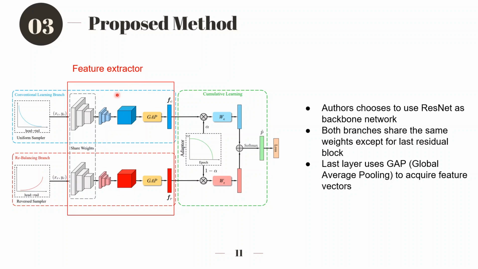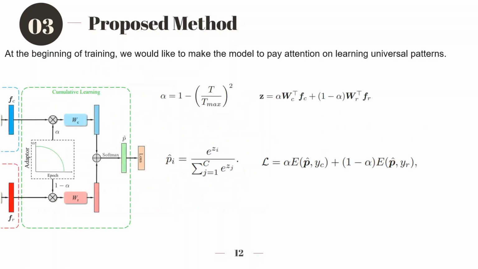The authors chose to use ResNet as the backbone network. Both branches share the same weights except for the last residual block, and the last layer uses global average pooling to acquire feature vectors. They want to focus more on learning universal patterns first, so they use cumulative learning to decrease alpha as the learning process persists. Here's the equation.